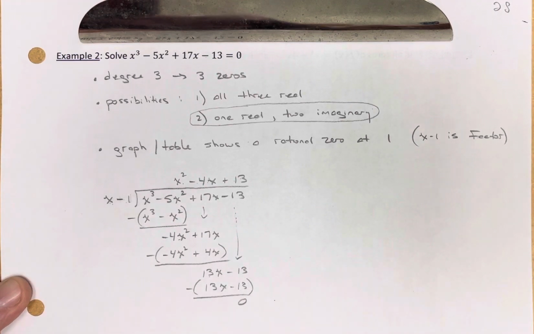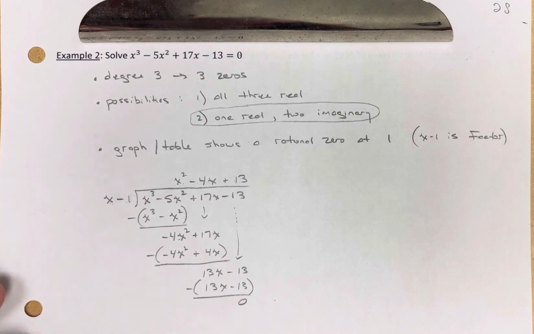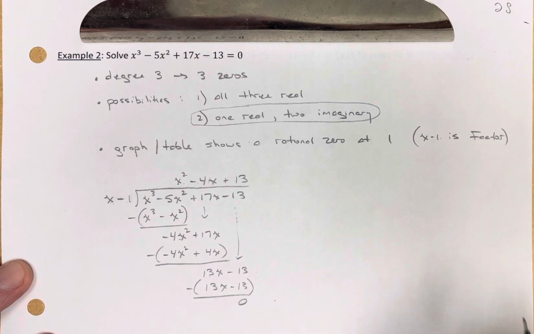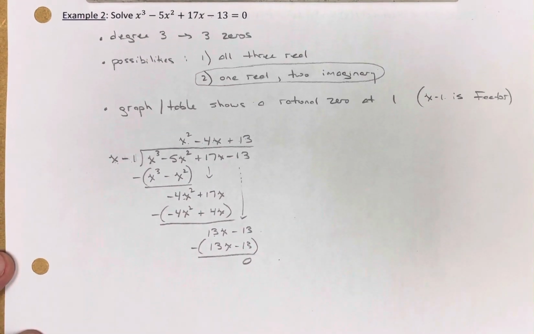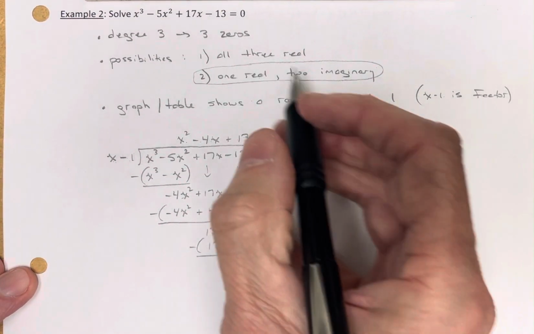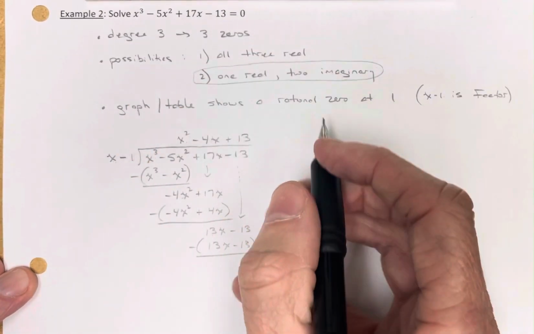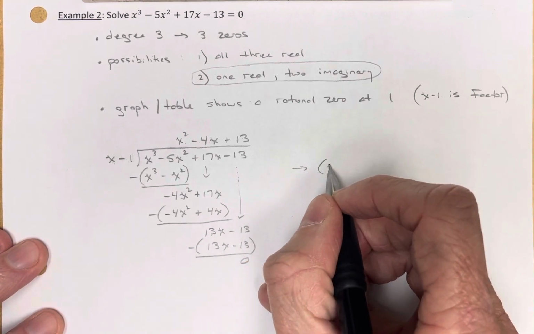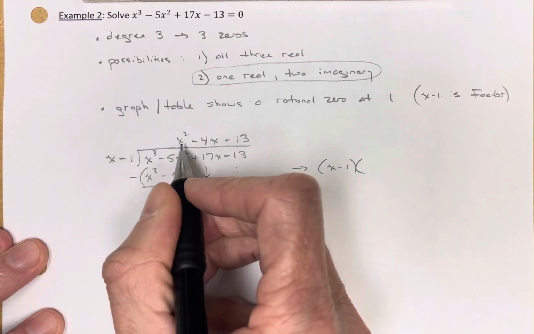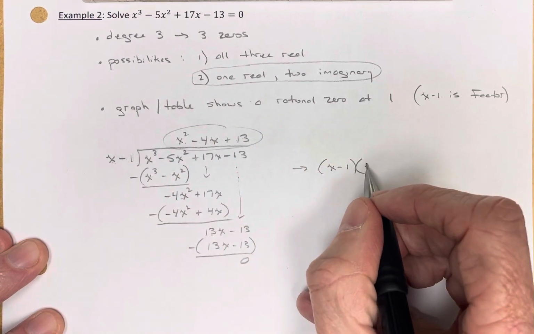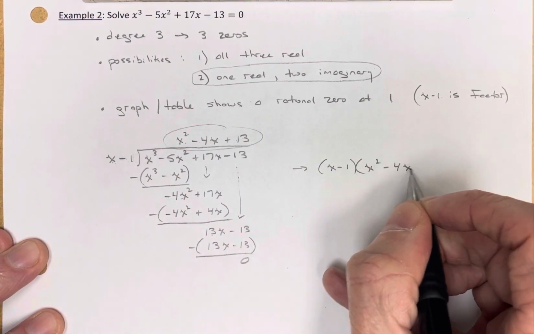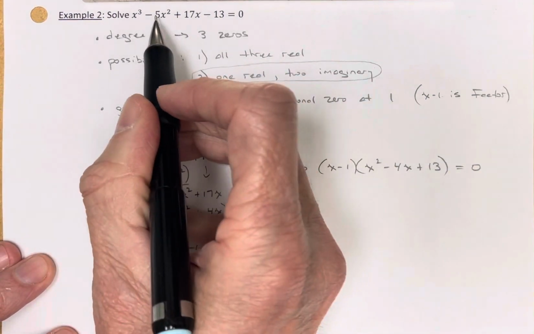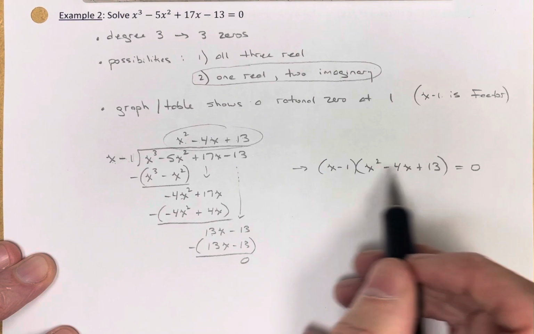Subtract. I have a 0 remainder, but I knew that would be the case because I know that x minus 1 is a factor, so I know that it goes in evenly. Okay, so what do I know? I can factor it as x minus 1 times that piece, x squared minus 4x plus 13. Excellent. We know that equals 0, so I just rewrote this as a product.